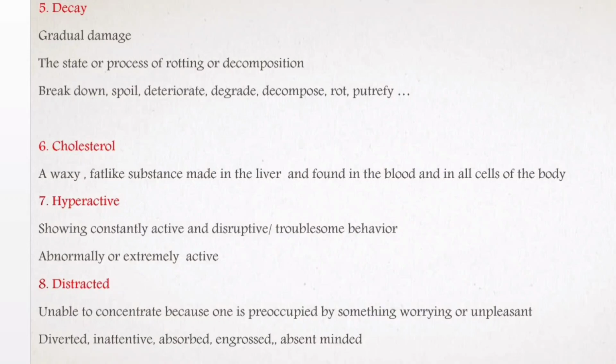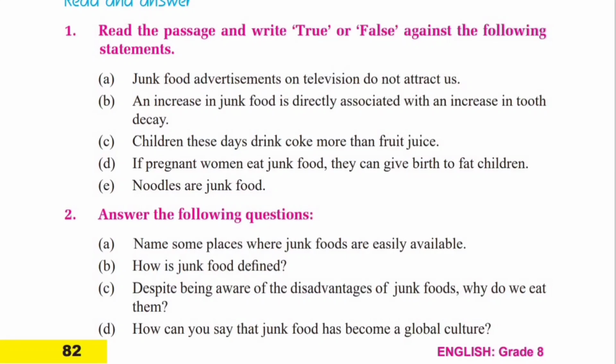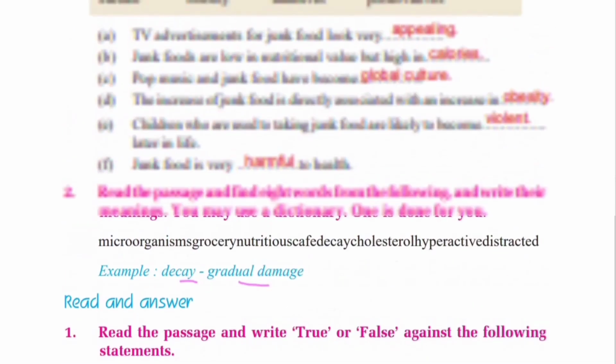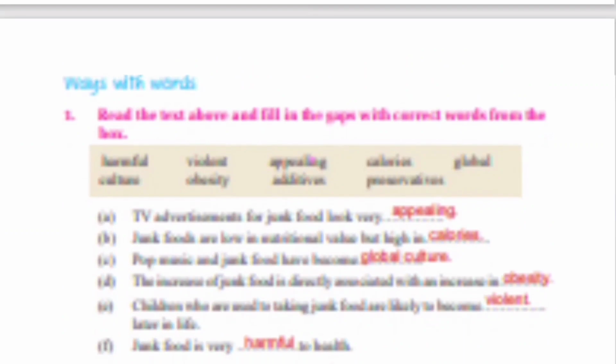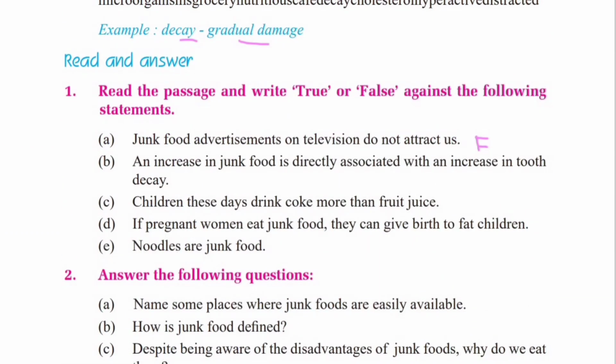Next one. Read and answer. The next activity is to read the passage and write true or false against the following statements. A number: junk food advertisements on television do not attract us, and the answer is false. They do attract us. Let me show you in the passage. It says junk foods in the TV advertisement look appealing. Appealing means attractive, and when they look attractive or appealing, they attract us. So the answer is false.